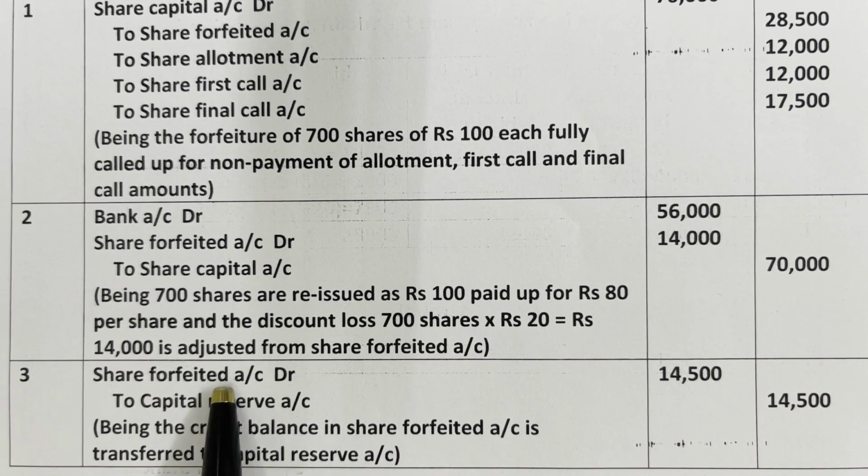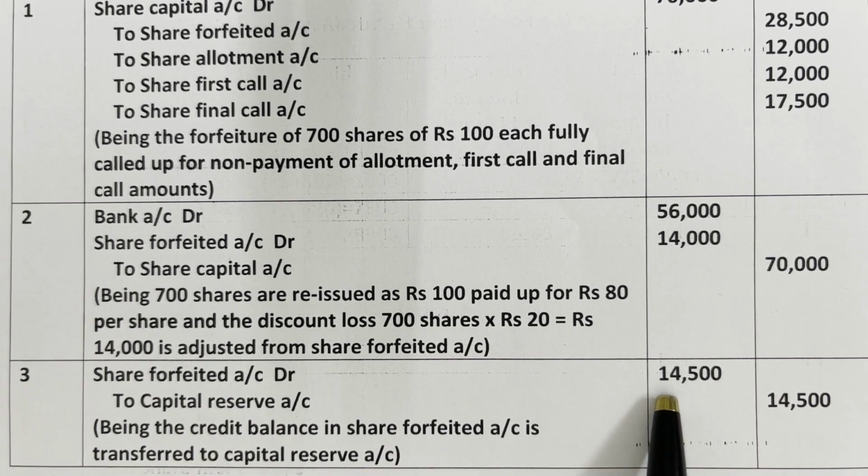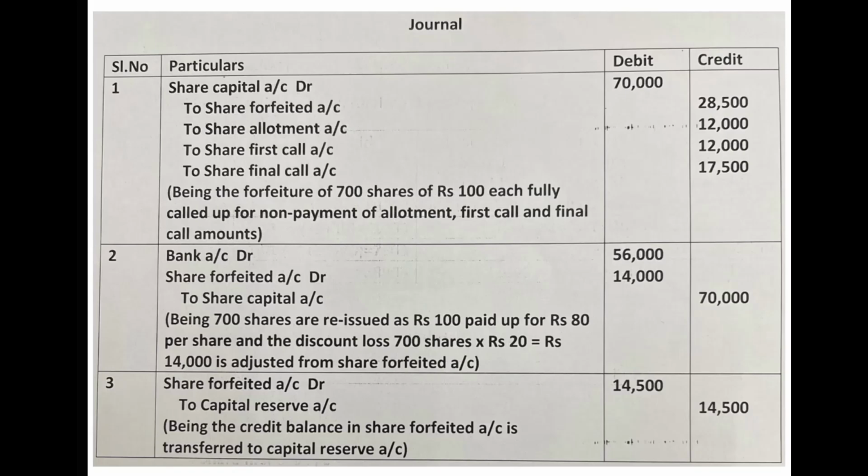Third entry, share forfeited account debtor to capital reserve account. In share forfeiture account, there is a balance of 14,500. That amount we are transferring to capital reserve account. Mention that as a narration. Being the credit balance in share forfeited account is transferred to capital reserve account. Take a screenshot of journal.